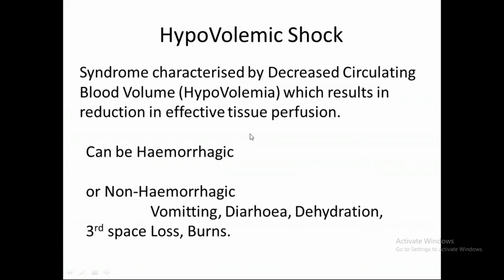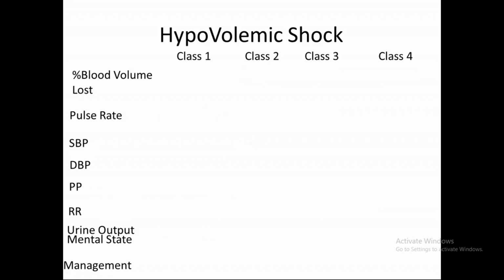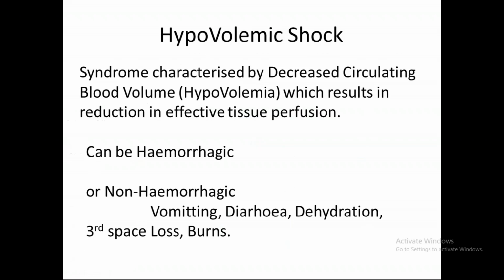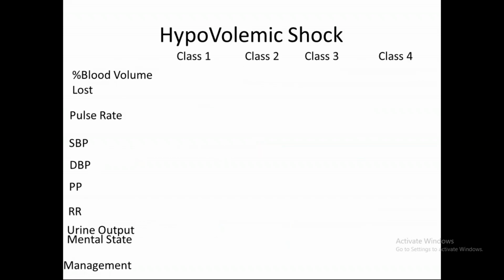So hypovolemic shock is characterized by decreased circulating blood volume, which results in reduction of effective tissue perfusion. Okay, so this can be hemorrhagic or non-hemorrhagic. Hemorrhagic is due to blood loss, while non-hemorrhagic would be vomiting, diarrhea, dehydration, third space loss, or burns. Right. So hypovolemic shock can be further divided into 4 classes.